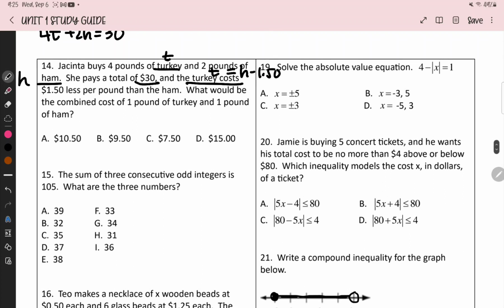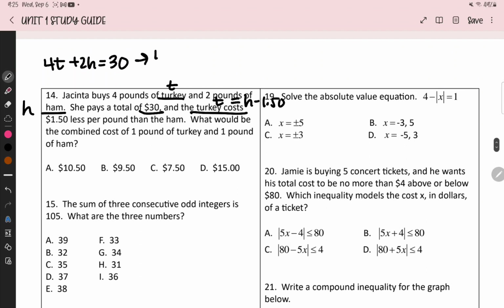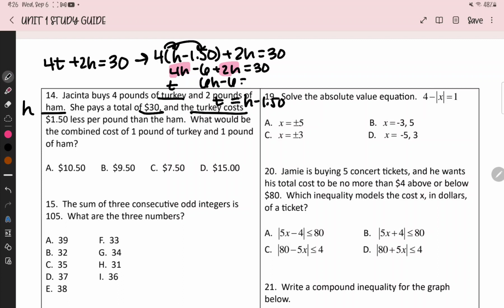If I know that, I'm going to go ahead and substitute the value for T into my equation. So I will have 4 times H minus 1.50 plus the 2H equals 30. And I'm going to solve for ham first. So I'm going to distribute here. So I have 4H minus 6 plus 2H equals 30. You're going to combine like terms with the 4H and the 2H. That'll give you 6H minus 6 equals 30.